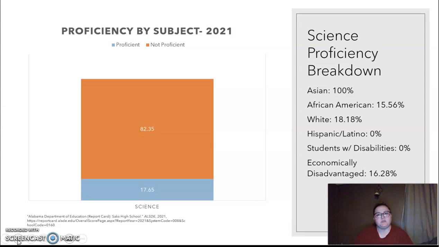Now let's look at the science breakdown. Again, 100% of our Asian student population are considered proficient. 15.56% of our African American population are considered proficient in science.